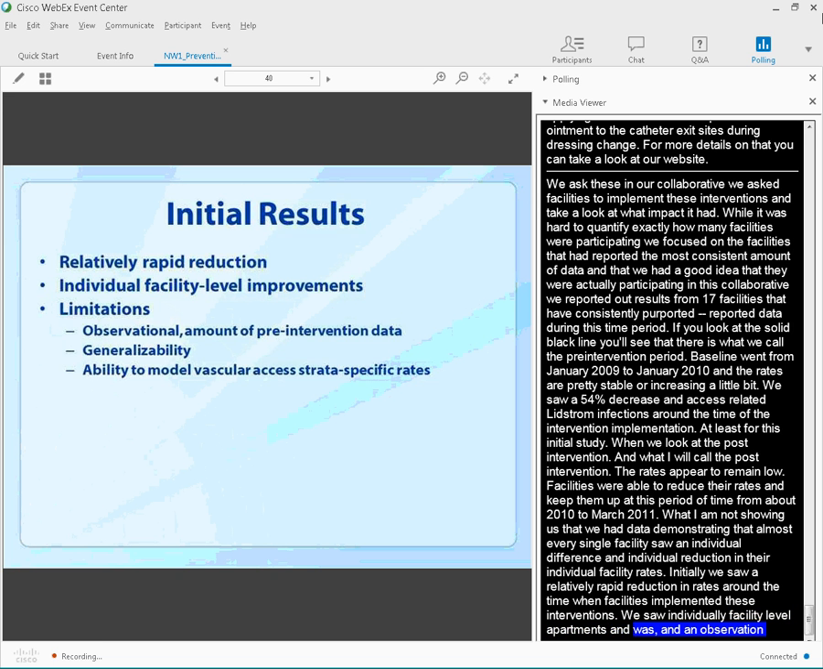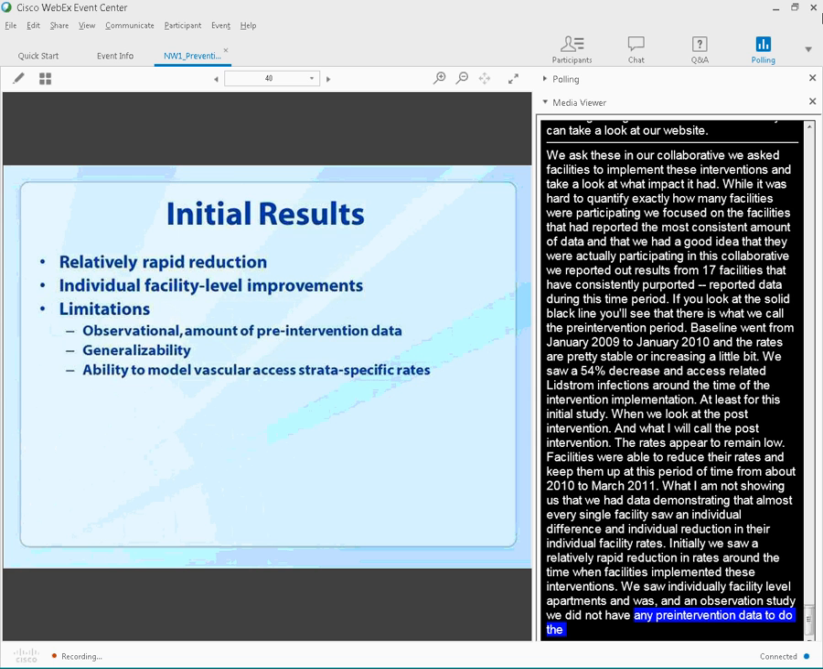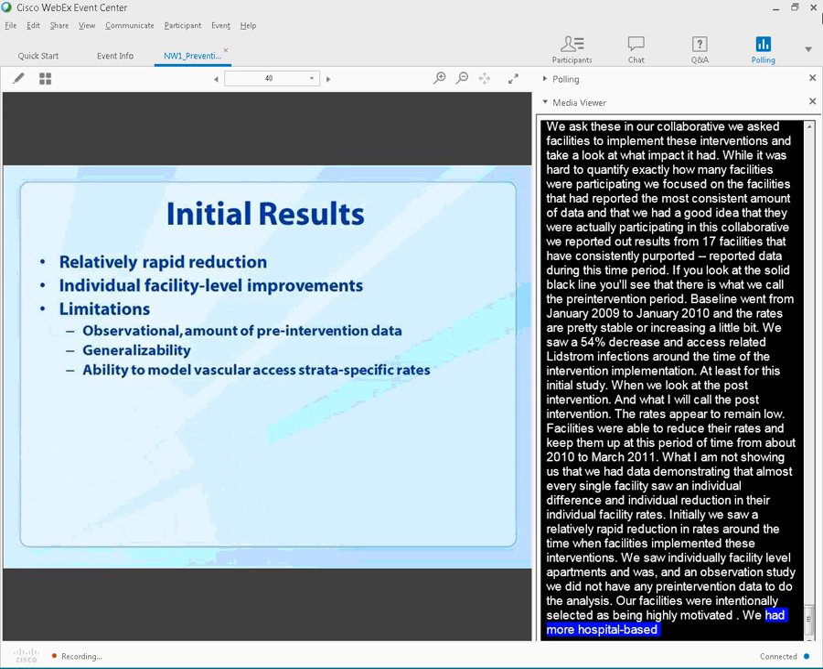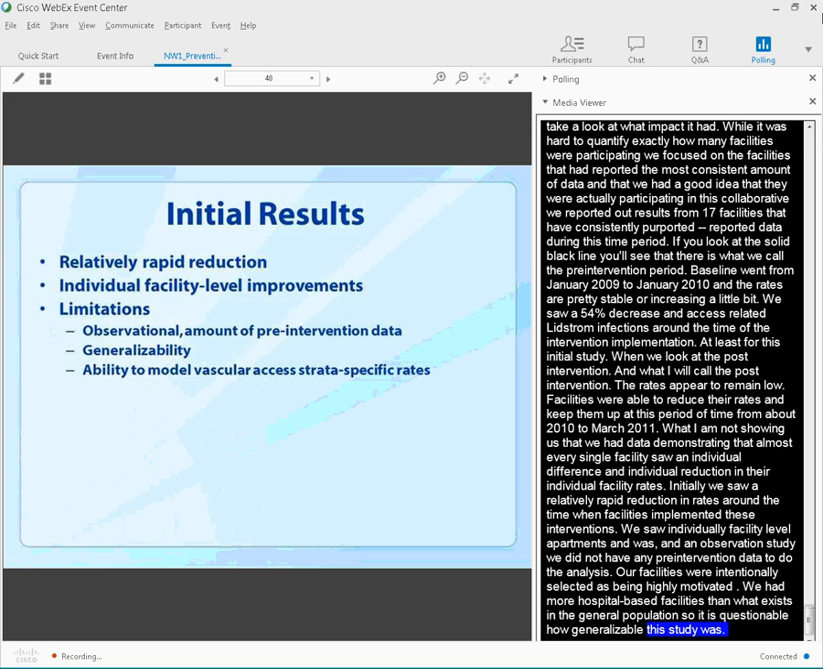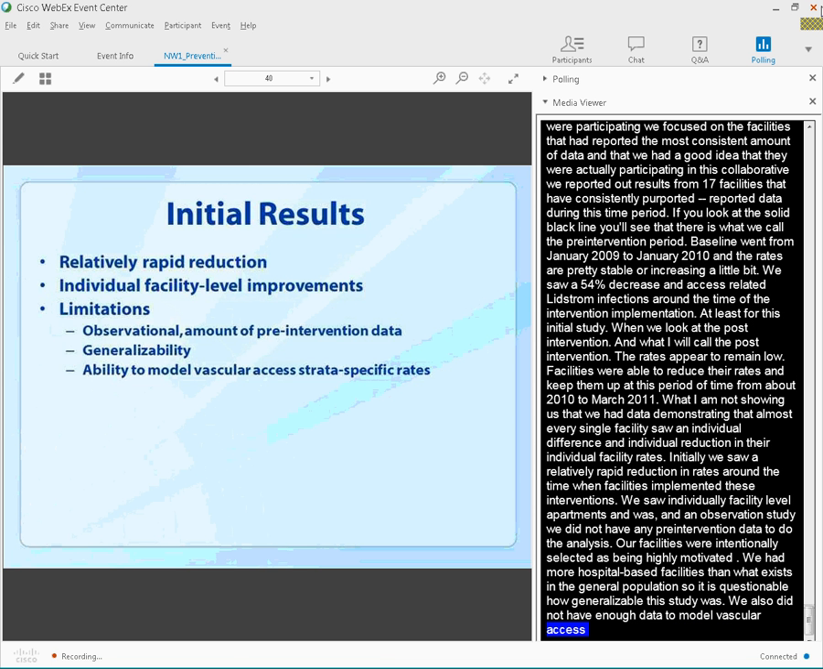Our facilities were intentionally selected as being highly motivated. We had more hospital-based facilities than would exist in the general population, and so it's questionable how generalizable this study was. And we didn't have enough data to be able to model vascular access specific rates, so to look at specifically what was happening among catheter patients versus fistula and graft patients.